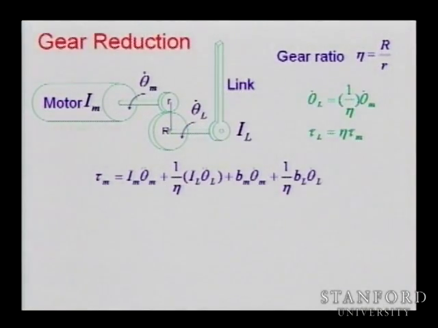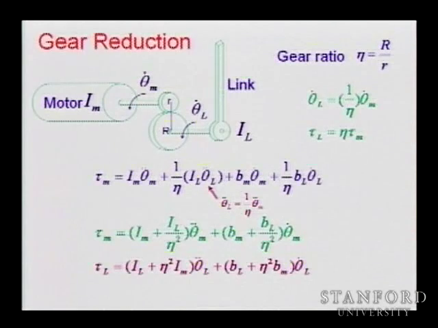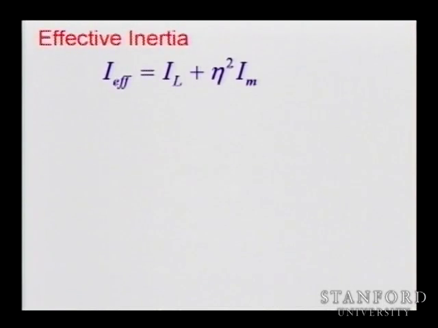So here is the analysis. We can write the dynamic equation on the side of the motor, or we can write it on the side of the link. And when we write it on the side of the link, we see that it's IL plus n square, or eta square, Im. And this is your effective inertia. Now, your effective inertia is always scaled by the square of the gear ratio of the motor you are using.